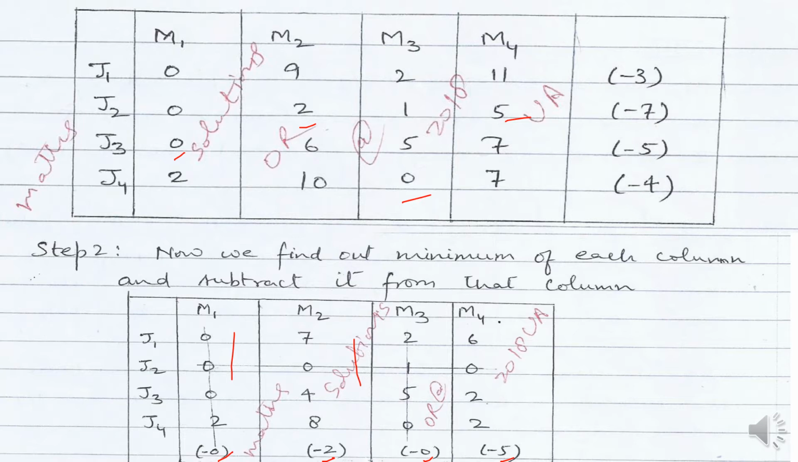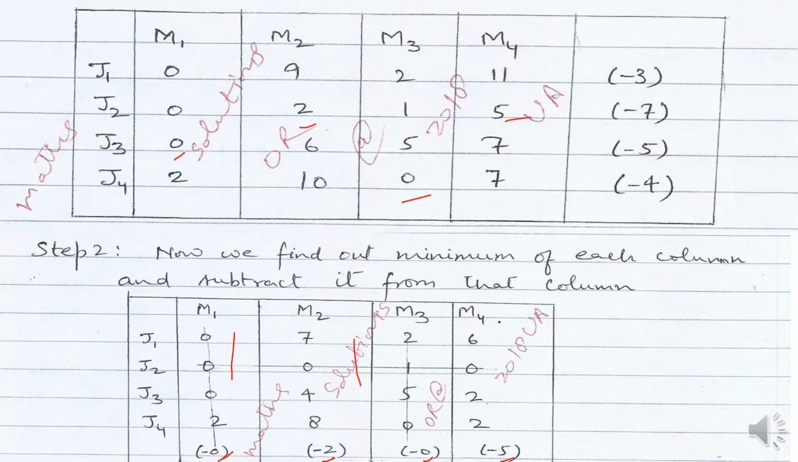We see the first row, there is a 0, and wherever there is a 0 we try to assign the job to that machine. How many zeros there are is also a matter of concern. In the first row the 0 is under M1 and there is no other 0, so I can assign job J1 to machine M1.